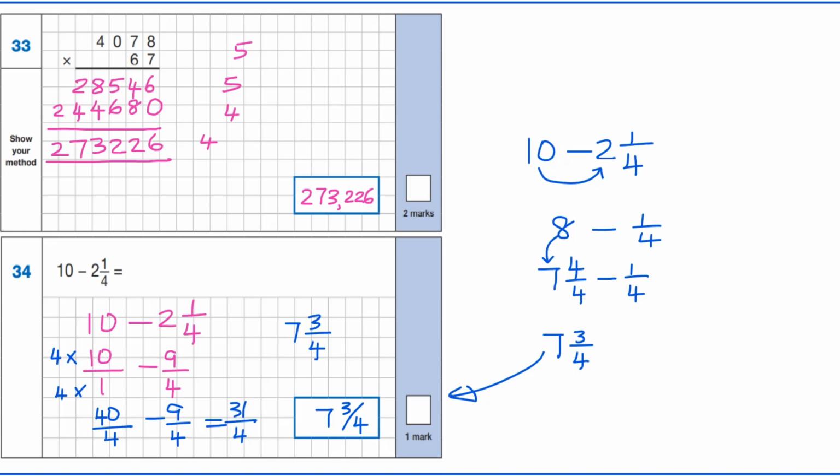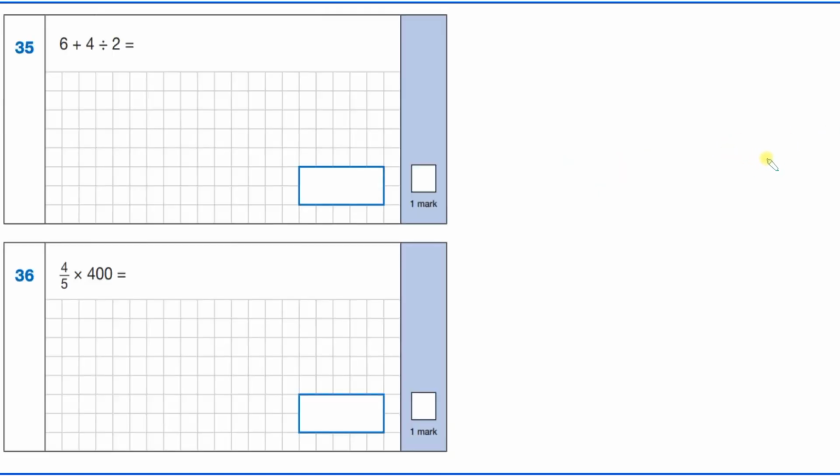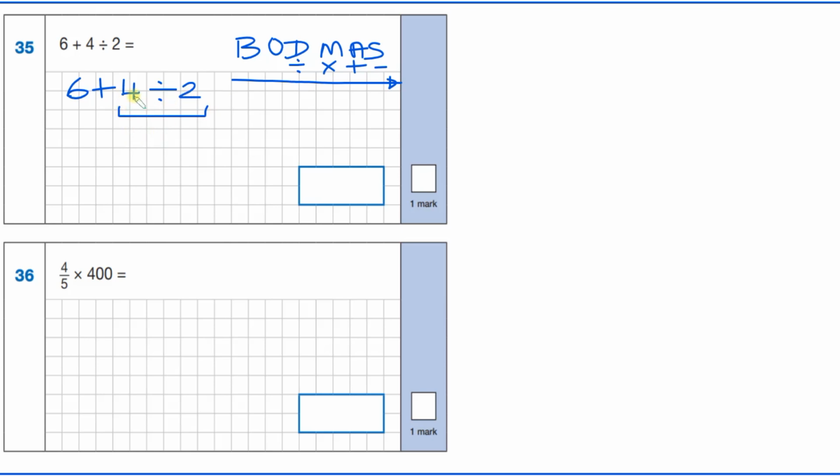We got that one. So let's do the last questions, number 35 and 36. So 6 plus 4 divided by 2. Now you need to use the BODMAS rule. Brackets, other symbols, squares or indices come second, then division, multiplication, addition and subtraction. This is the priority order in maths. So division has to be prioritized. So do that operation first. 4 divided by 2 is 2. 6 plus 2, the answer is 8.